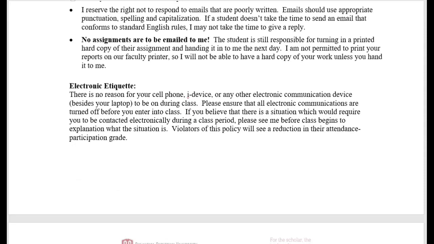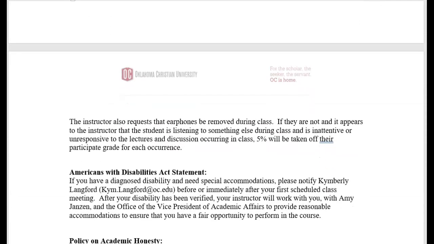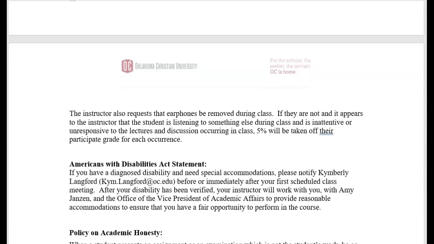You shouldn't have your cell phones off of silence in class. So please make sure that they are on silence if they are on. I also request that earphones be removed during class. So don't come into class and have earplugs or earphones on during class time.